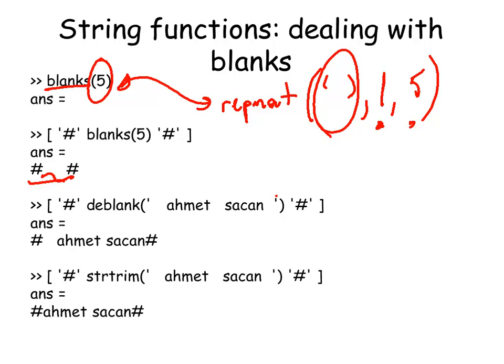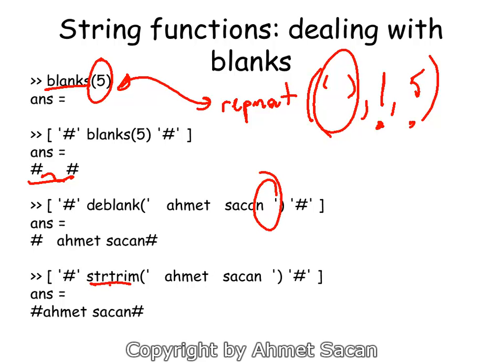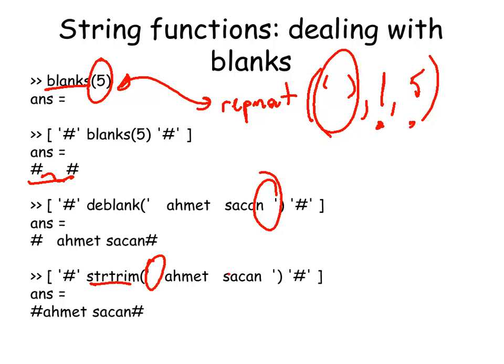Deblank will remove the blank spaces at the end of your string, and strtrim, which stands for trim a string, will remove spaces from both ends of the string, and neither of these two functions change anything in the middle of your string. So they only operate on the ends of your string and remove the spaces. Okay?